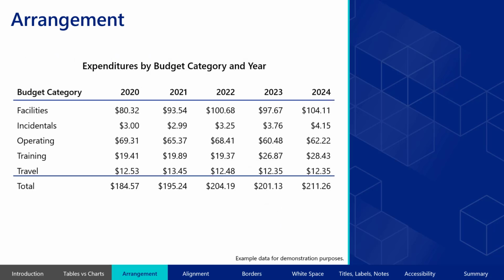If you are presenting data that includes a time series, such as a range of months or years, a best practice is to arrange the columns in ascending order so that time moves from left to right.